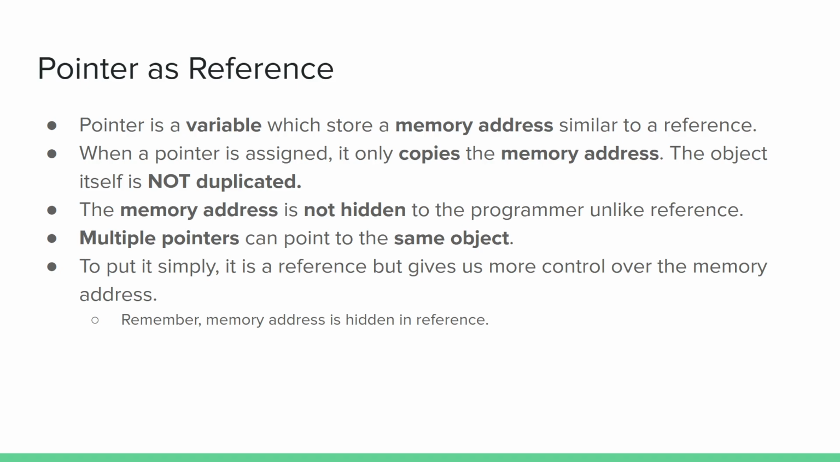Right. Next, multiple pointers can point to the same object. So again, not like reference. A reference can't point to multiple things. It's really one-to-one. We can't give a reference to another reference. That's not allowed. No matter how you try it out, it's not allowed. But with pointers, you can have multiple pointers referencing one memory address or one object. So put it simply, reference gives us more control over the memory address.